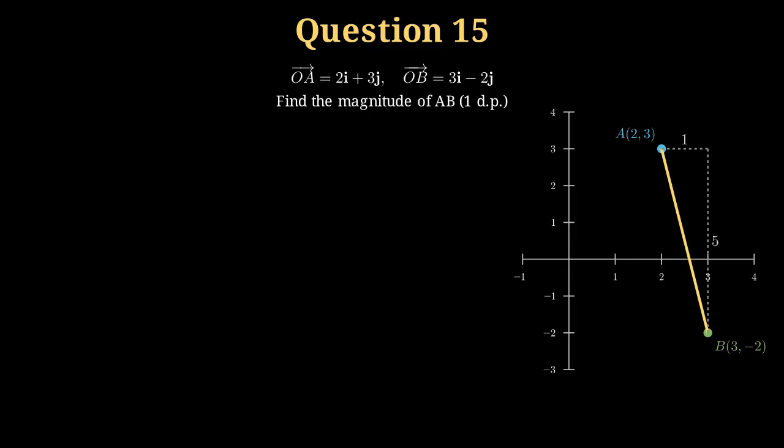The vector AB is the arrow from A to B. To find its length, we drop a little right-angled triangle, across 1 unit and down 5 units.